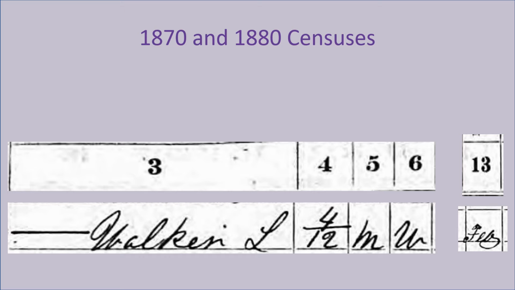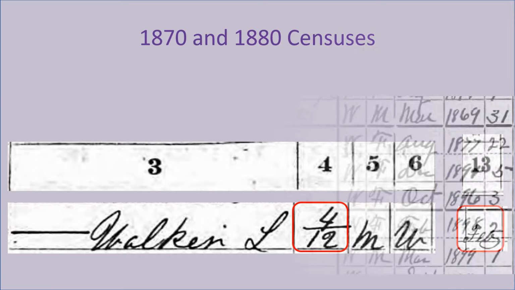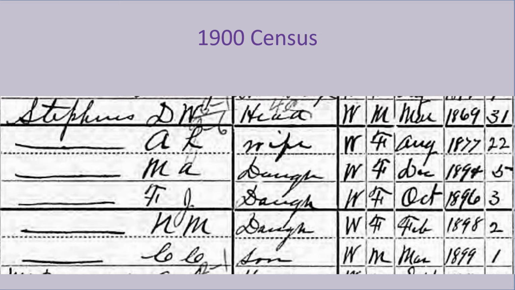In 1870 and 1880, if the child is less than a year old, they write the age as a fraction. But in column 13, they also give the month the child was born. This is from the 1870 census, so Walker was born in February of 1870. In the 1900 census, the age is given, but also the month and the year that each person was born. How nice it would have been if they'd done this on every census.